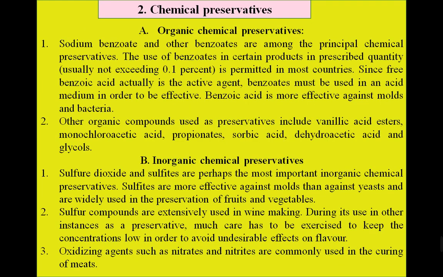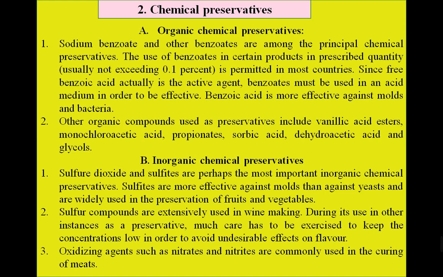So, chemical preservatives: organic chemical preservatives. Sodium benzoate and benzoic acid are among the principal chemical preservatives. The use of benzoate in certain products in prescribed quantity, usually not exceeding 0.1%, is permitted in most countries. Since free benzoic acid actually is the active agent, benzoates must be used in an acid medium in order to be effective. Benzoic acid is more effective against molds and bacteria. Other organic compounds used as preservatives include salicylic acid, esters, monochloroacetic acid, propionates, sorbic acid, dehydroacetic acid, and glycols.